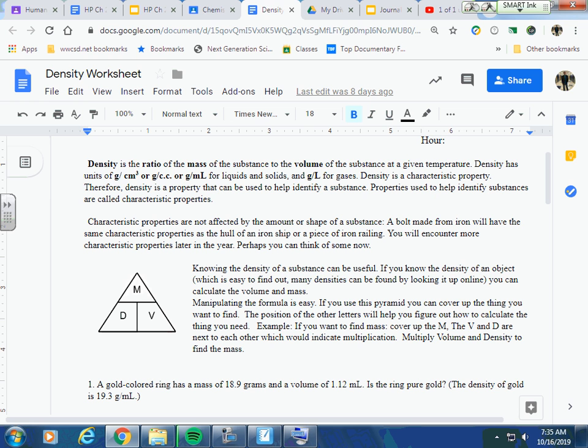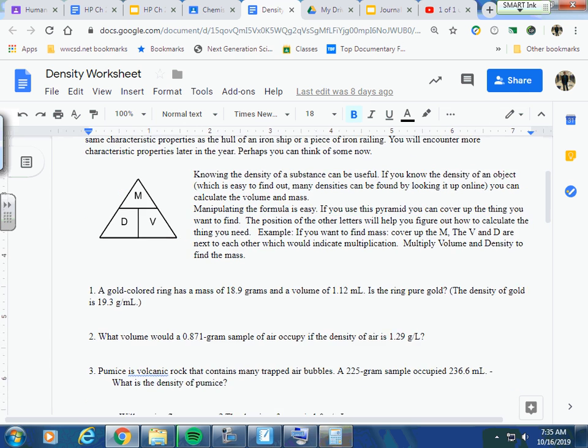If I'm trying to solve for mass, cover up mass, and I'm left with density times volume, so density times volume equals the mass. And so that's how we find the missing variable. And that's pretty much what these problems are all about on this worksheet. So let's go ahead and run through them quickly.